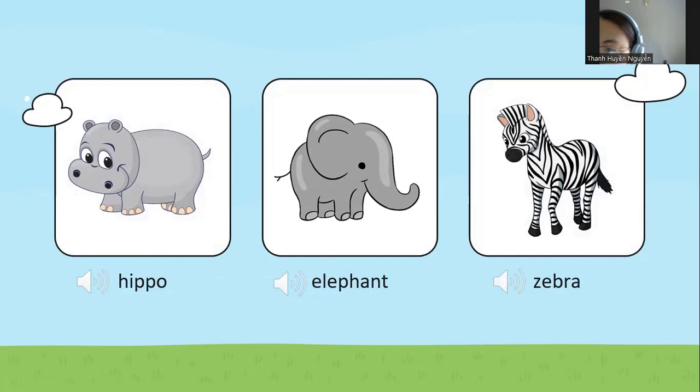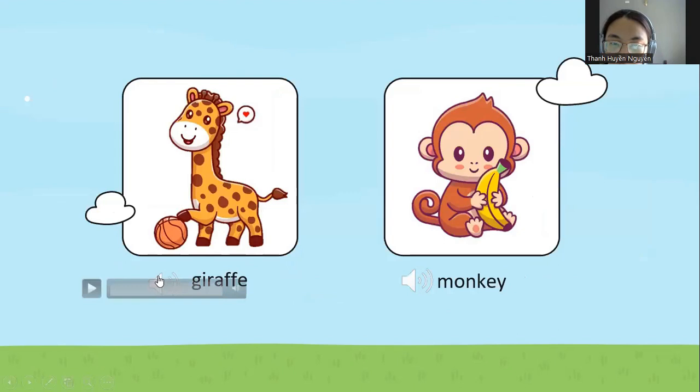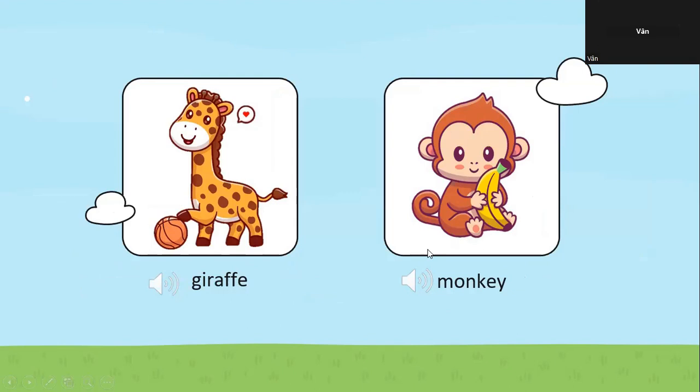Elephant. Can you hear the sound? Elephant, yes. Okay, elephant. And the last one? Zebra. Okay, so there are three types of animals. The next one you will go to? Giraffe, yes. And monkey. Okay, good job, Ben.